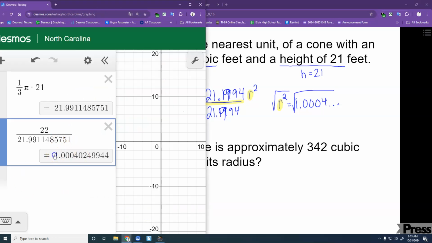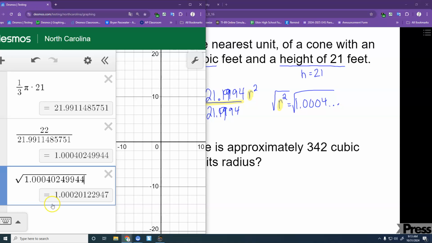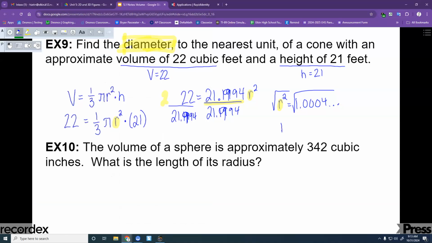All right, so if I take this number right here and copy it, SQRT, square root, I get the radius is 1.0002 feet. Depending on how precise you need to be, probably just 1 foot is good enough there. Yeah. And we're not using those.